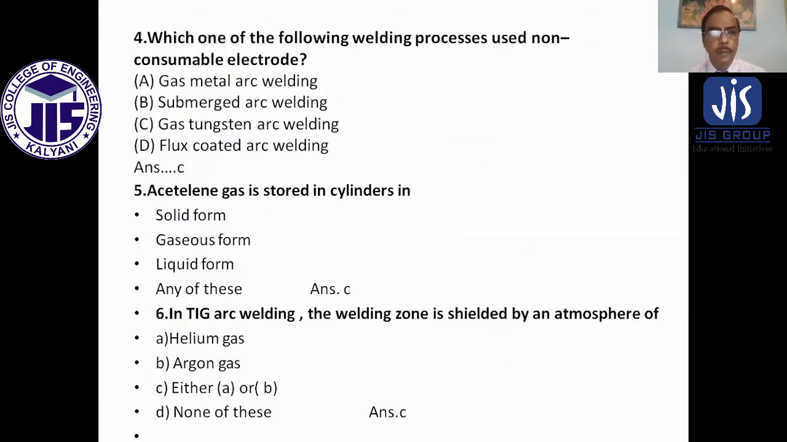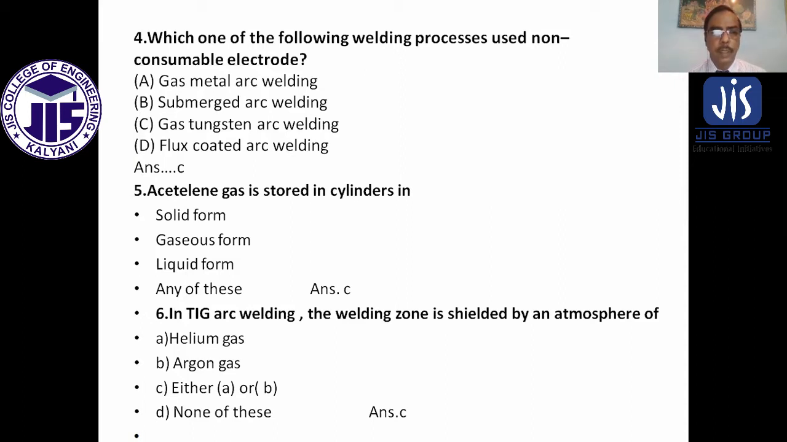Number 4. Which one of the following welding processes uses non-consumable electrodes? A is gas metal arc welding, B is submerged arc welding, C is gas tungsten arc welding, D is flux-coated arc welding. Here, gas metal arc uses a consumable electrode. We know that in gas tungsten arc welding, a tungsten electrode is used, so it is not consumed. So the answer is C.